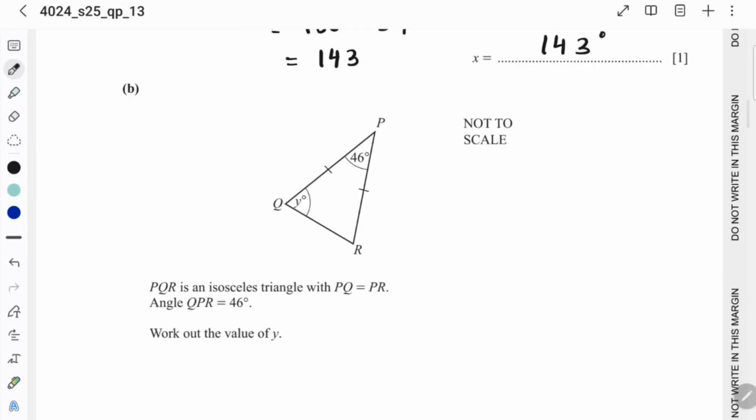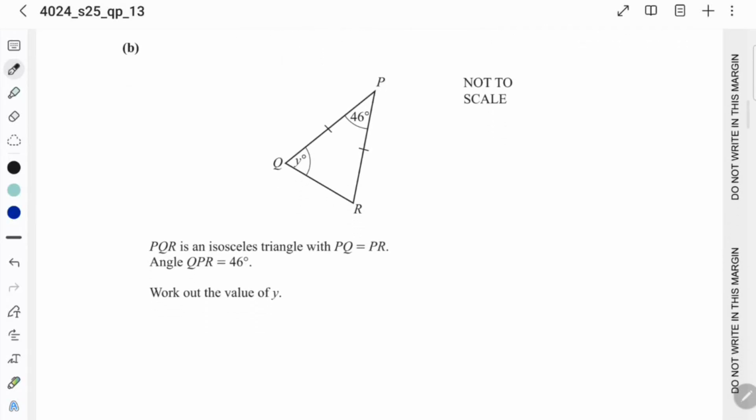It was a 1 mark question. Now we are moving to part B. We can see an isosceles triangle. These two lines show that it is an isosceles triangle. PQR is an isosceles triangle with PQ and PR equal, and angle PRQ is 46 degrees, and everything is already labeled in the diagram. Work out the value of y only. They just want to know whether you can recognize the base angles.